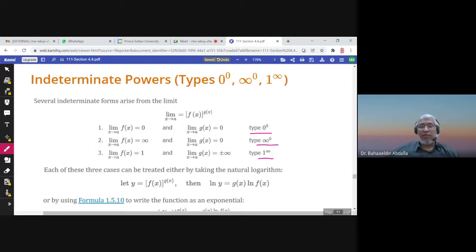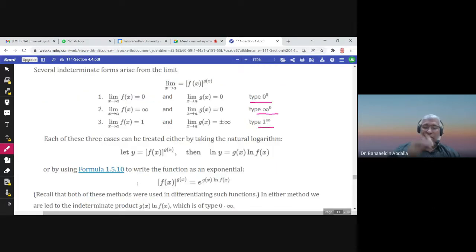To find the limit, we cannot use L'Hopital's rule directly. We have first to do something, and what we need is to bring g of x down to the right in front of f of x. We can do that if we call this function f of x to the power g of x y, and then take ln of both sides. Then we can bring g of x here, and then ln y would be g of x ln f of x.